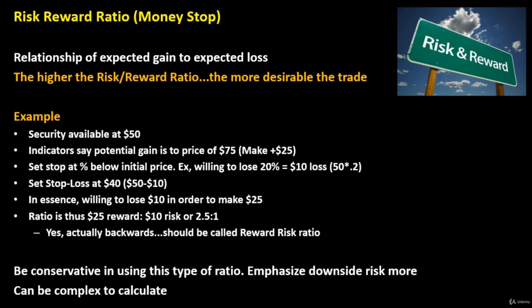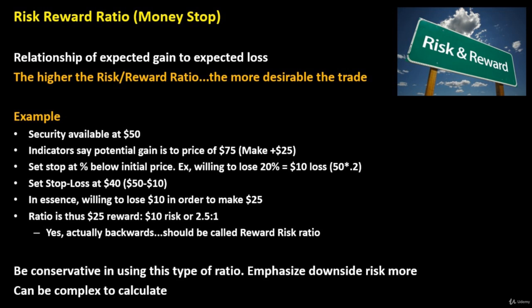Maybe there's a trading range that's established that might show that, and I'm at the bottom of the range or near the bottom. And I'm saying, okay, I'm willing to risk 10 to make 25. So the ratio in a risk-reward ratio is thus for a $25 or 25 unit reward for $10 at risk, or 2.5 to 1.